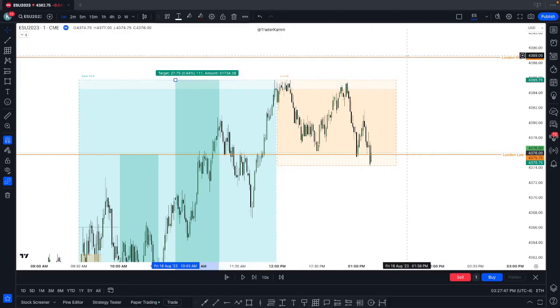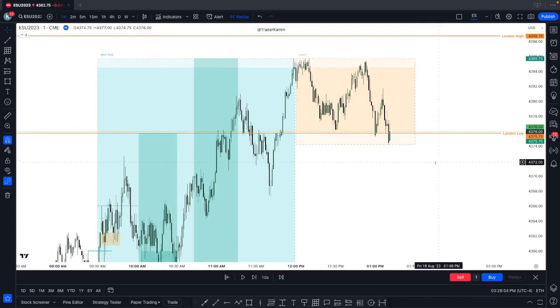Could still hit that high, but if you're following the rules to this plan, once we're in a new session, we didn't hit our target, we would look at the previous session as our new liquidity, because we could just sweep the high of New York, which in this case is relatively equal highs, and then break down without actually going to London's high.